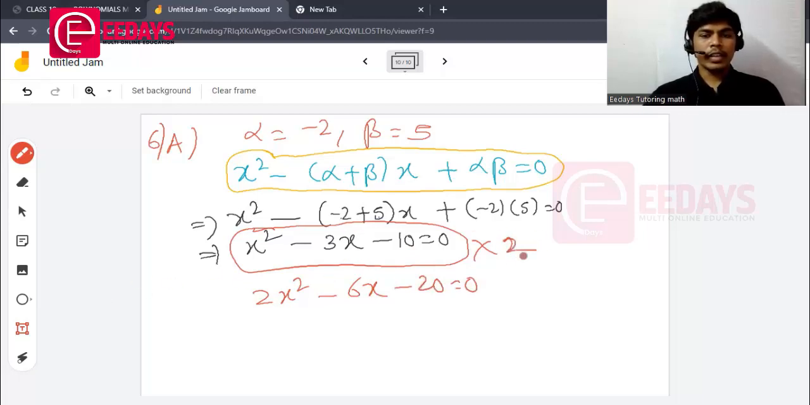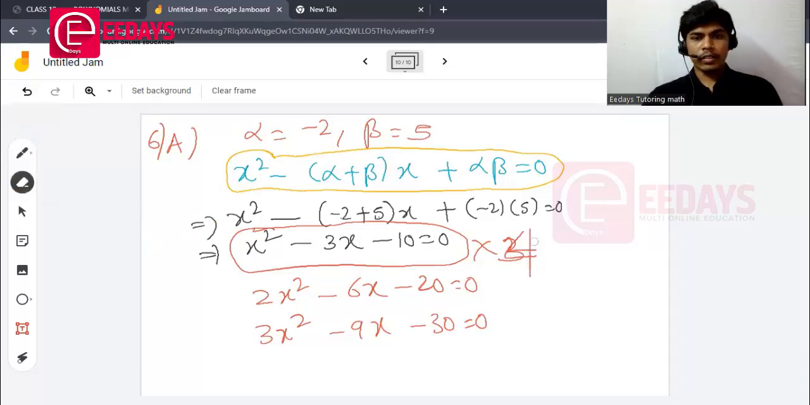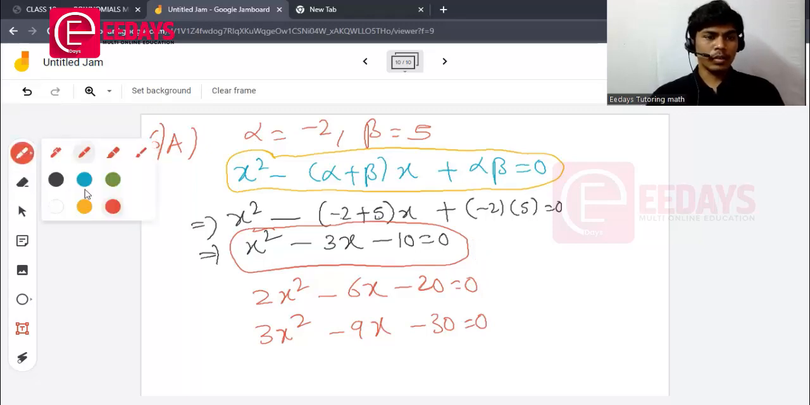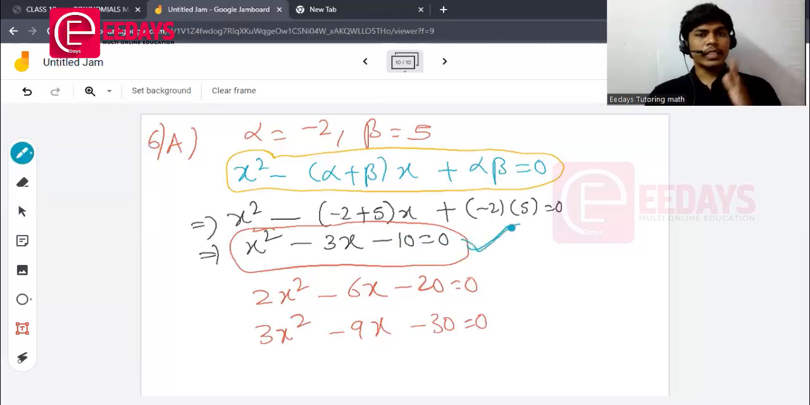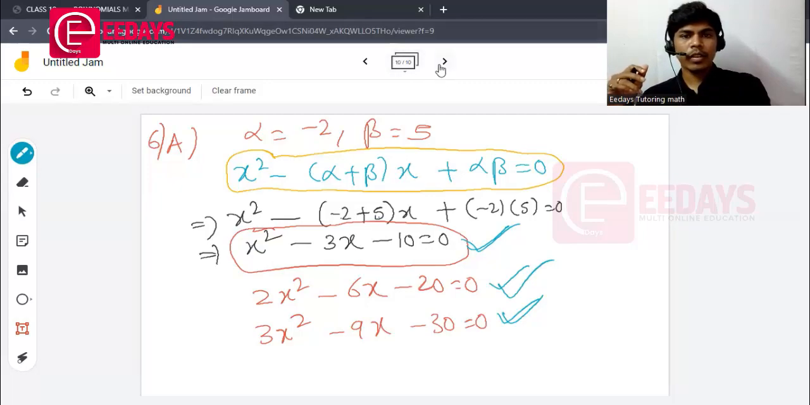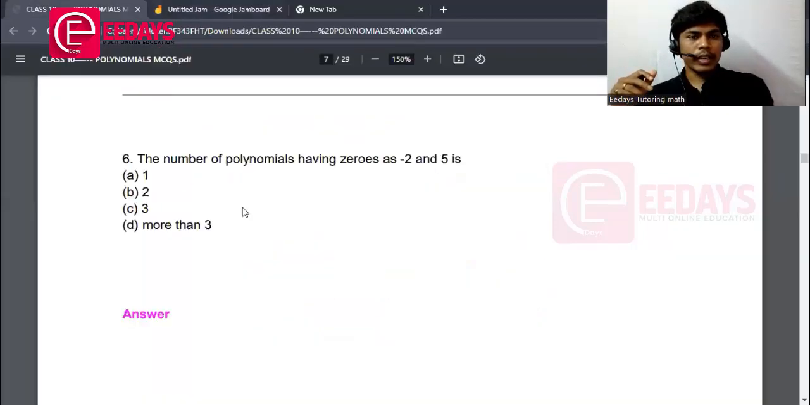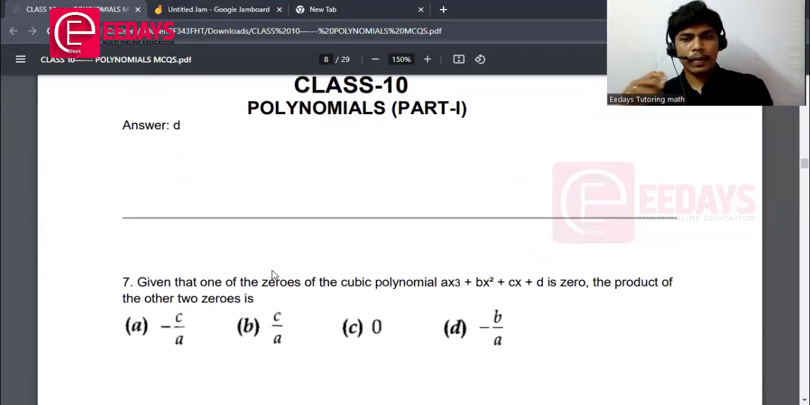Similarly, you can multiply the equation by 3. We get 3x square minus 9x minus 30. Then multiply by 4 and you get another equation. That's why I'm saying this is the basic equation, and with that equation we are generating more than three polynomial equations, like a copy. So option D is the correct answer.